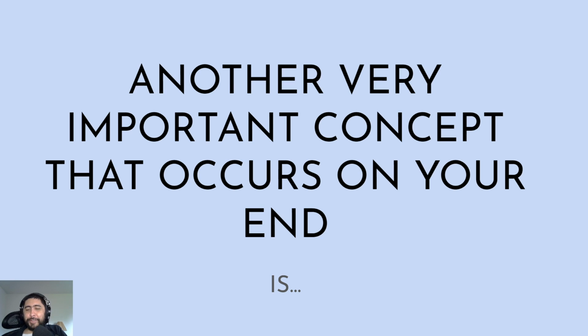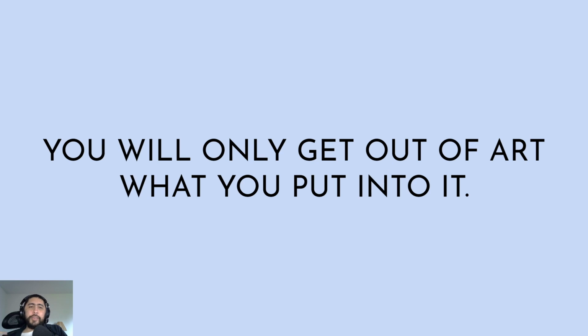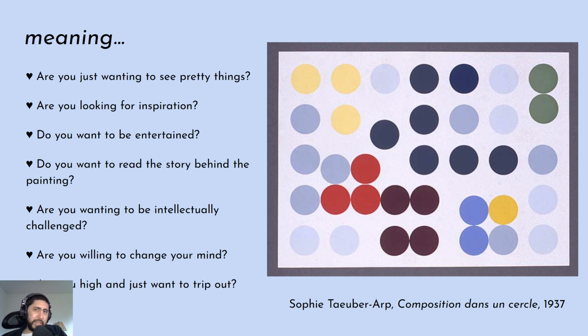Another very important concept that occurs on your end is, what do you want from art? You'll only get out of art what you put into it. Again, this is a very important thing to me. Like I talked about, I care mostly about things that I can immediately connect to. Like this composition, I think it's a painting, is really cool. It's really pretty. I love abstract. I love dots. I think the colors are nice. It's just pleasing. I can imagine interactions between the dots if you anthropomorphize them, meaning think of them as humans. You can picture it as a crowd interacting in different ways. Maybe these are people of different races or different ethnicities or different ages, interacting with each other. So there's a lot you can get out of that.